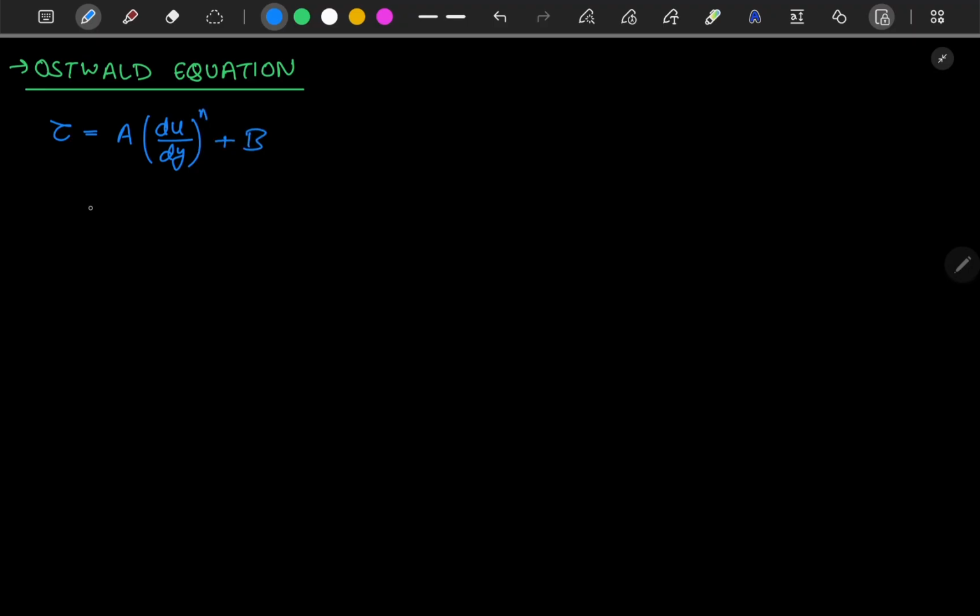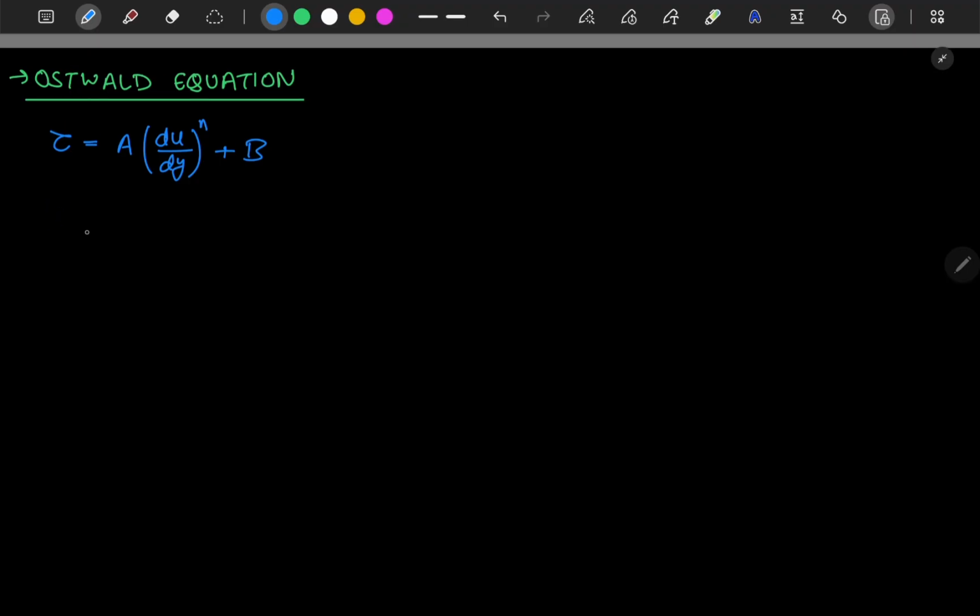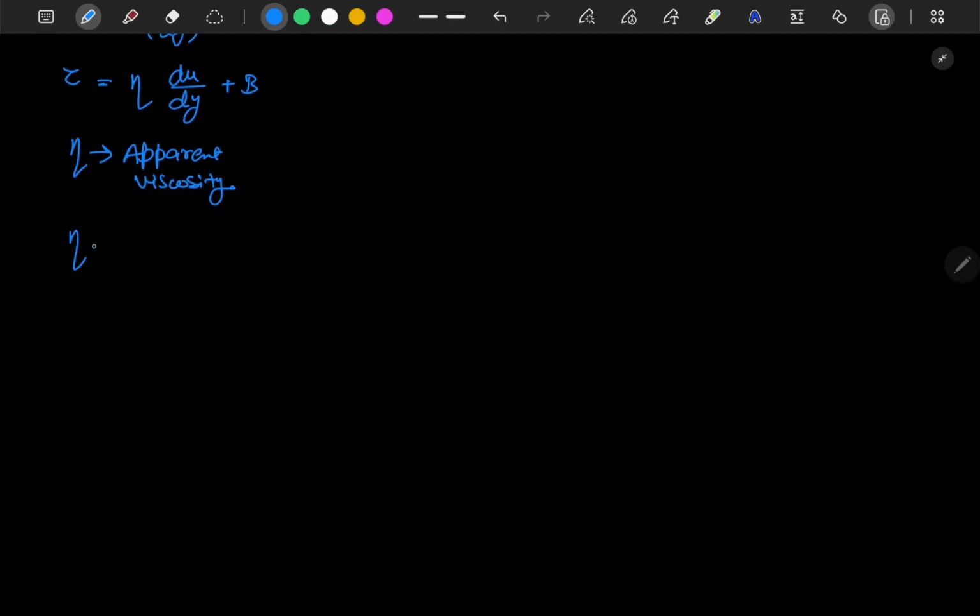Okay, and your apparent viscosity, we can also write it as eta times du/dy plus B, and this eta is your apparent viscosity. Okay, and this value of eta is equal to A times (du/dy) to the power n minus 1.